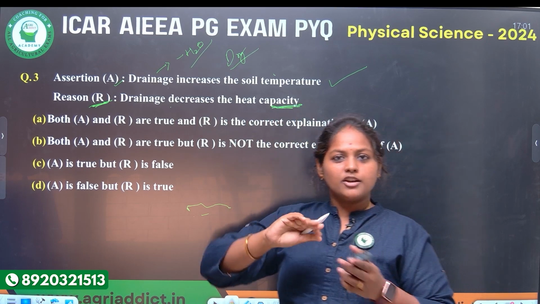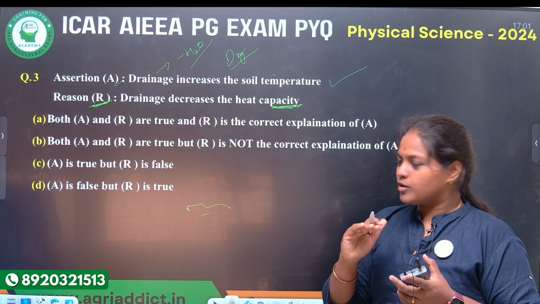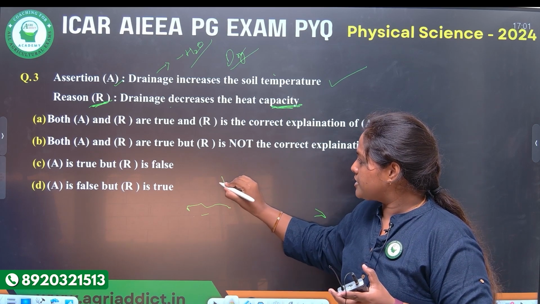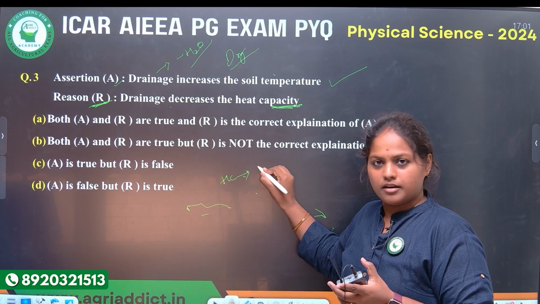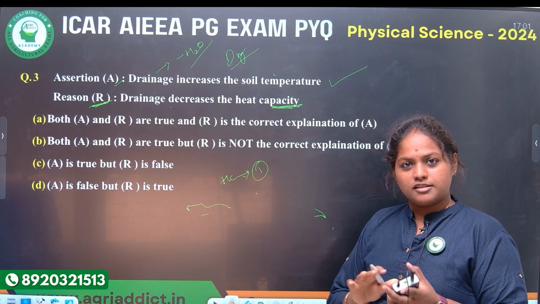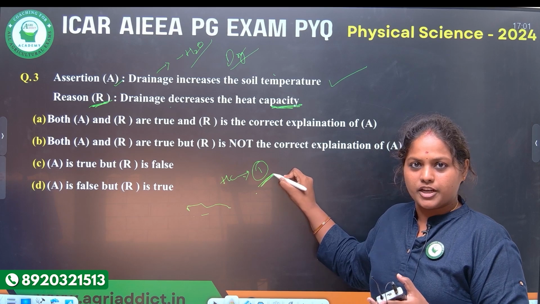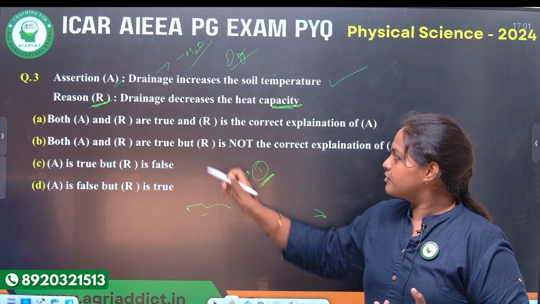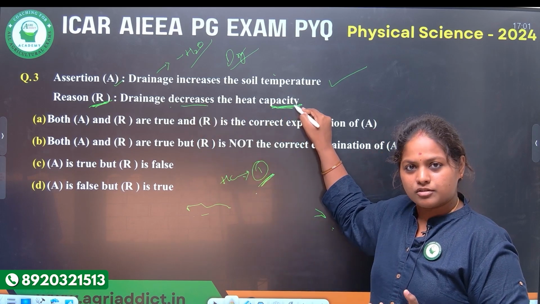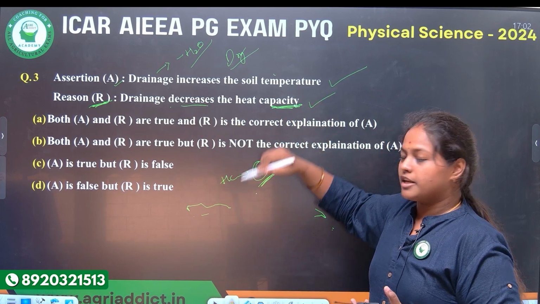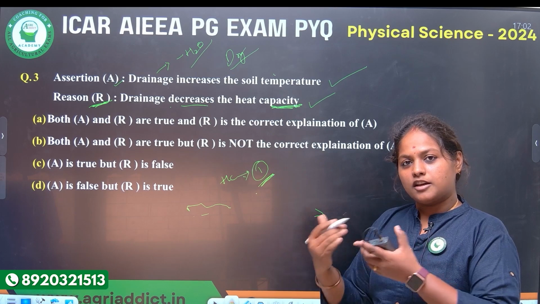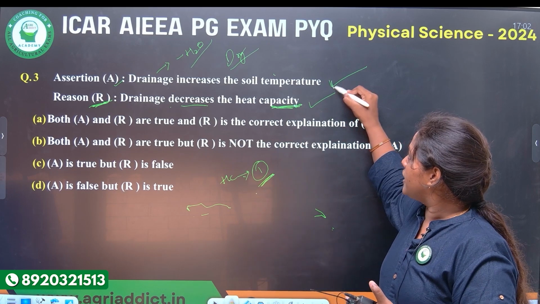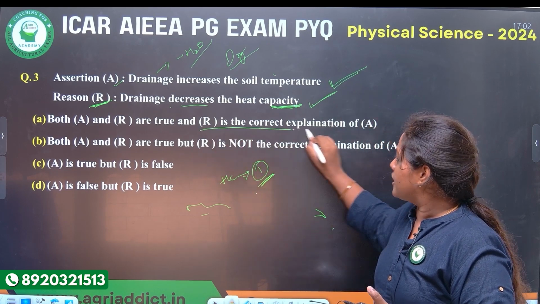You need not be well versed about this heat capacity and drainage. These are all common terms. We all know that the heat capacity of water is 1. It is maximum, we can say, among the natural substances available. Water has the maximum heat capacity. In drainage we are removing water, so the maximum heat capacity is getting lowered. So, drainage decreases the heat capacity is also true. Decreasing the heat capacity is always the proportional way to increase the soil temperature. So here both A and R are true, and R is also the correct explanation of A.